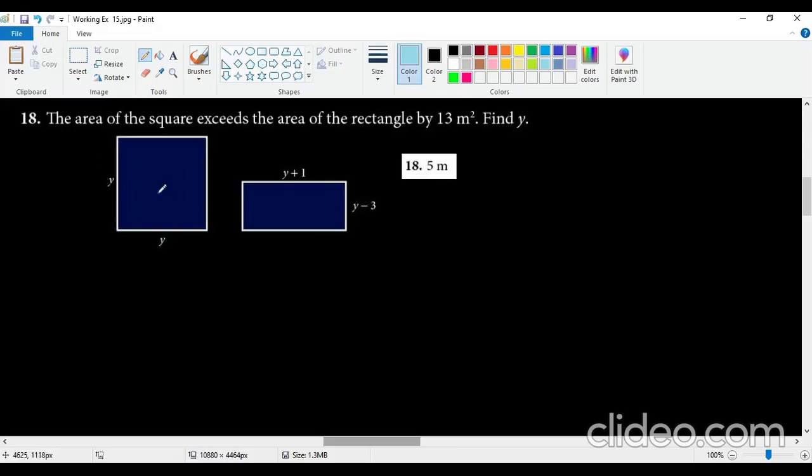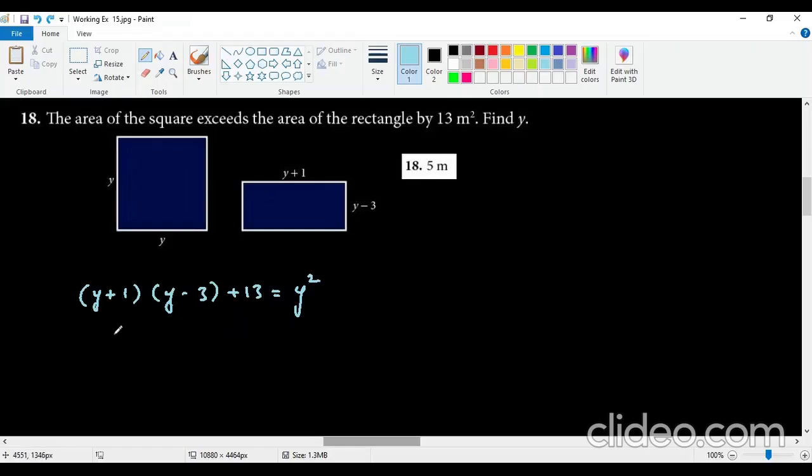What this means is that (y plus 1) multiplied by (y minus 3) exceeds 13 by the area of a square. This is to be understood very clearly: the area of a rectangle exceeds by 13. The area of a square exceeds the area of the rectangle, so that means it is going to be plus 13 here.